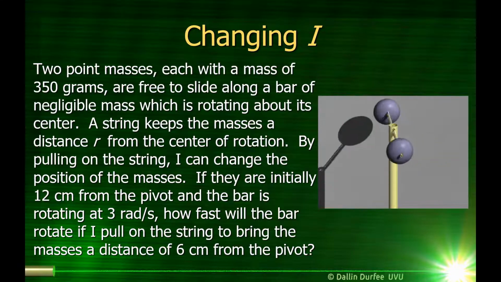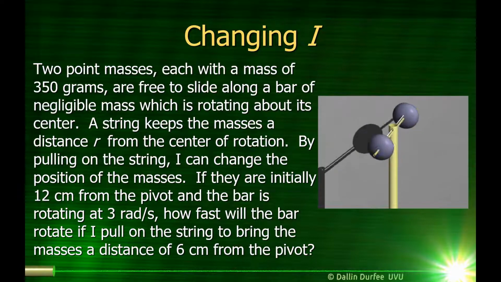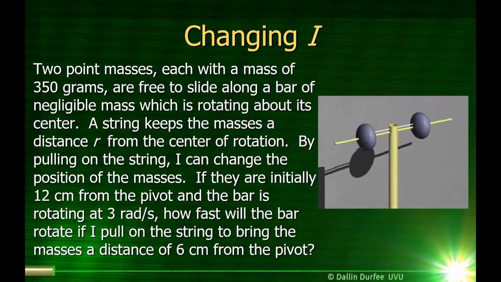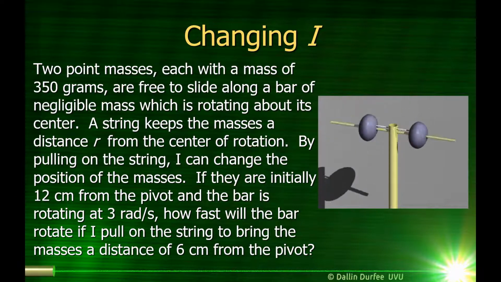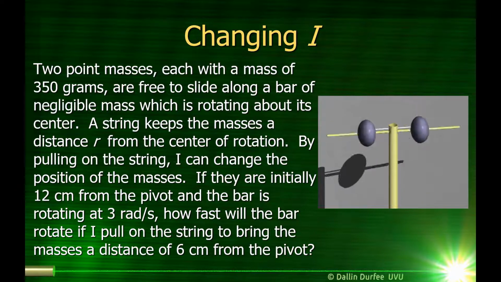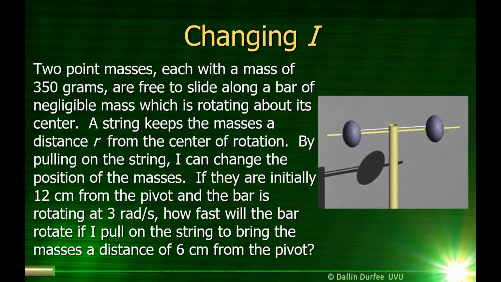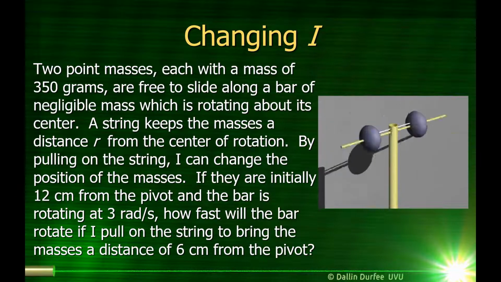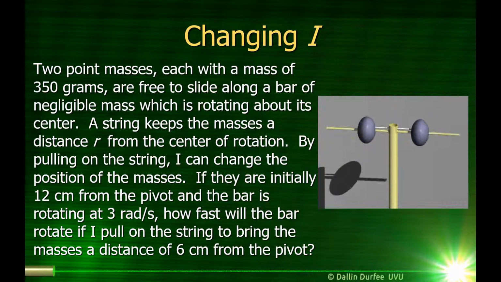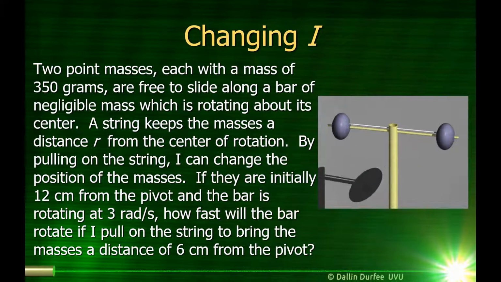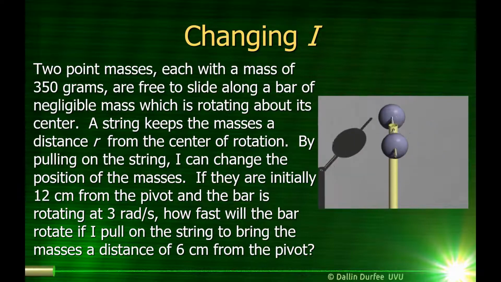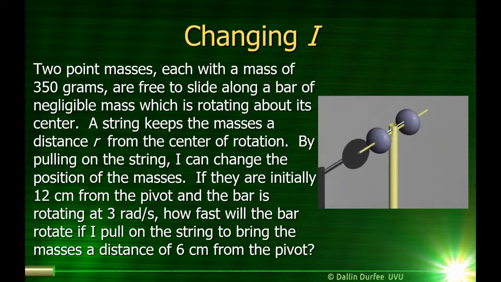We can also change rotation rate by changing the moment of inertia. So imagine I have two masses, and if I conserve momentum but get the masses closer together such that I goes down, if I goes down, omega has to go up. All right, so here's the problem. Two point masses, each with a mass of 350 grams, are free to slide along a bar of negligible mass which is rotating about its center. A string keeps the masses a distance r from the center of rotation.